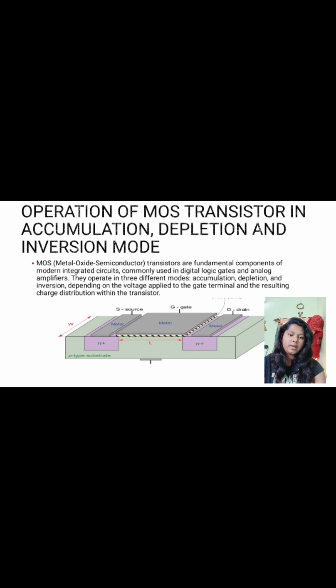In the diagram below, we can see the MOS transistor. We have three terminals: source, gate, drain, and the body is a p-type substrate. W is the width of the MOS transistor, and L is the length between metals.